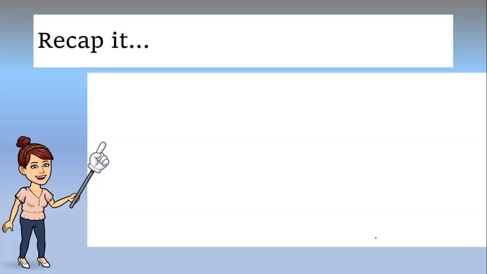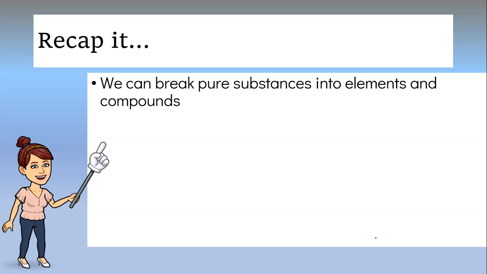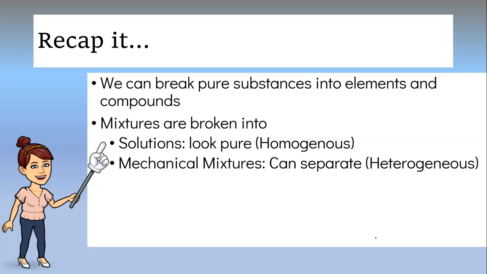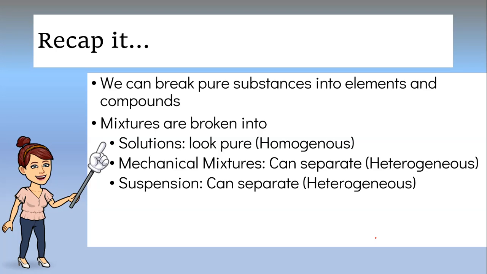All right, my friends, it's recap time. We can break pure substances into elements and compounds. We can also break mixtures up into 4 fabulous categories. They are solutions, they look pure, so we call them homogeneous. We have mechanical mixtures. You can see the different parts, they're heterogeneous, and you separate them. We typically use our fingers and or tweezers to do this.